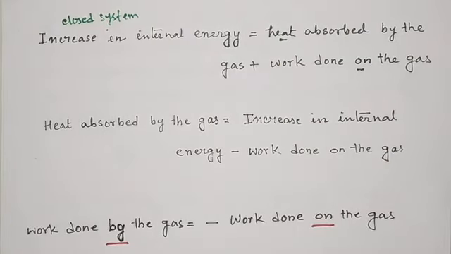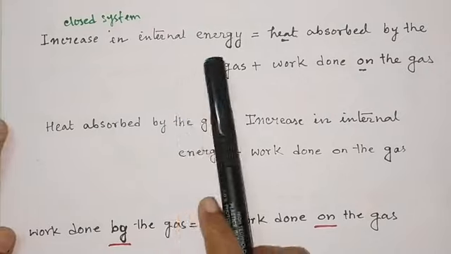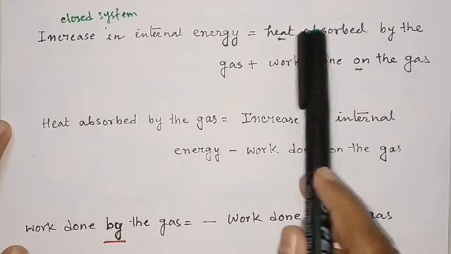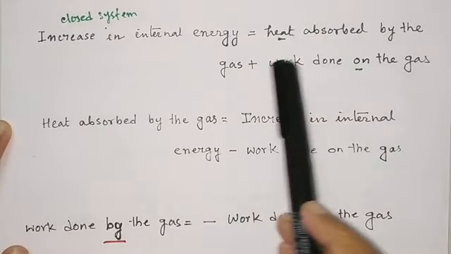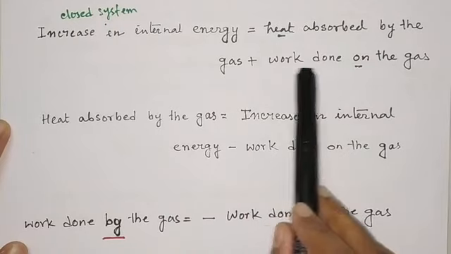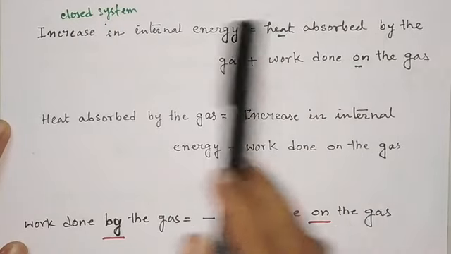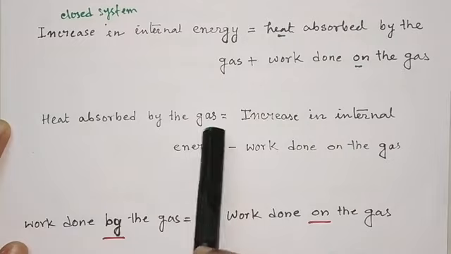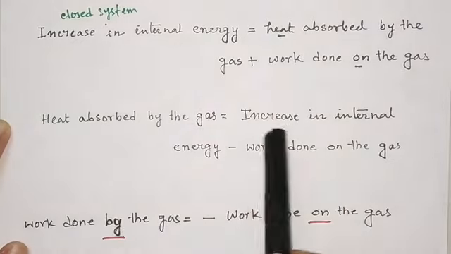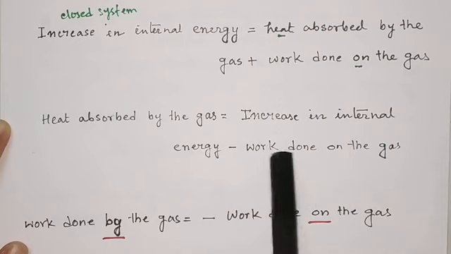So we have already seen that the increase in internal energy for a system is equal to the heat absorbed by the gas plus the work done on the gas. Now if we bring this term, work done on the gas, to the side of the increase in internal energy, then we will have heat absorbed by the gas equal to the increase in internal energy minus the work done on the gas.